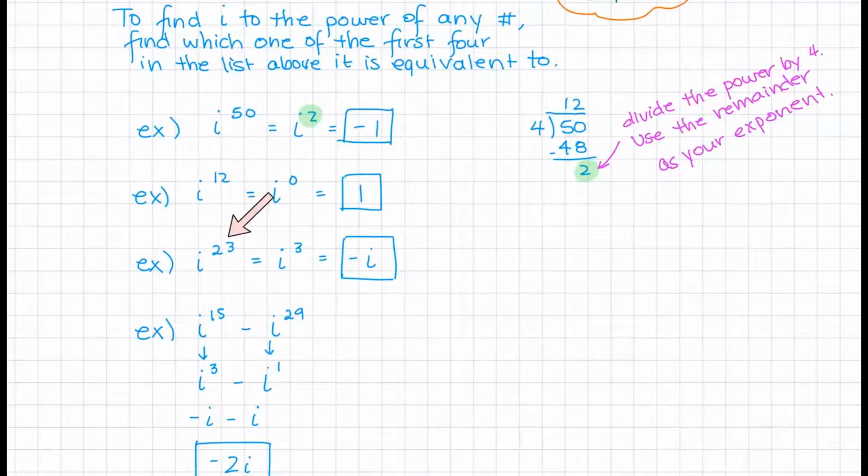And 4 goes into 23 with a remainder of 3, so we can just look at i cubed, which is -i. And then even if we combine things, remember we can't do a shortcut of combining exponents, but we can work these out individually. i to the 15th power is the same thing as i cubed, which is -i. i to the 29th power is the same thing as i to the first power, which is i. And i minus i is 0. So there you go, there's powers of i.